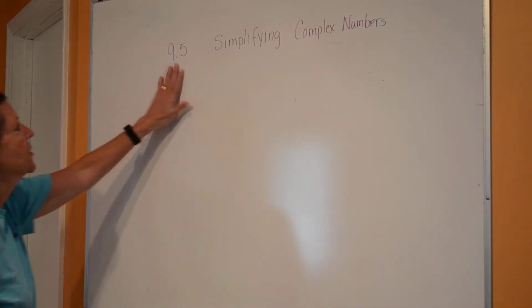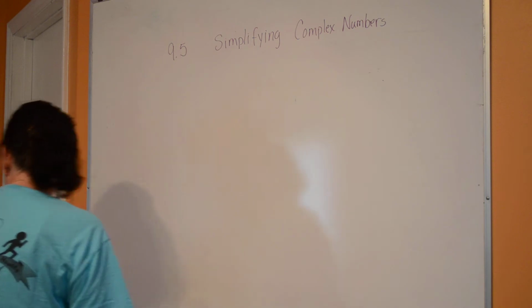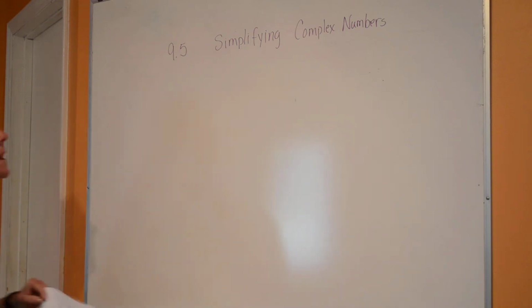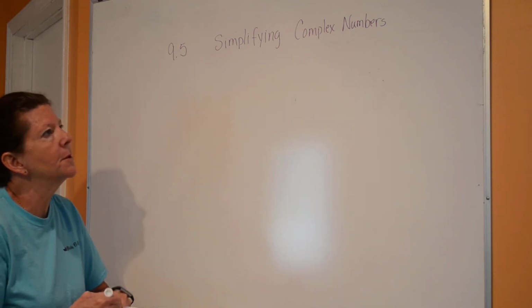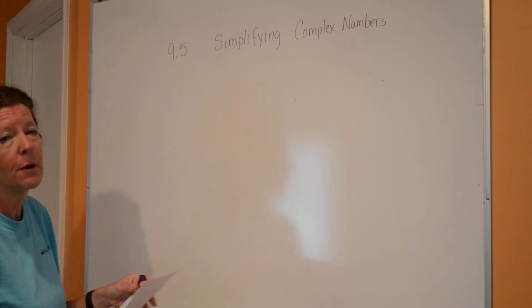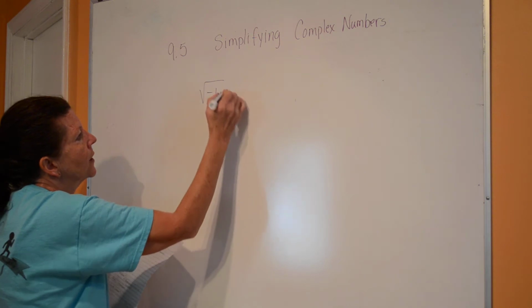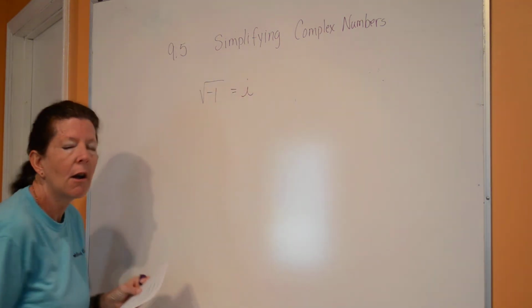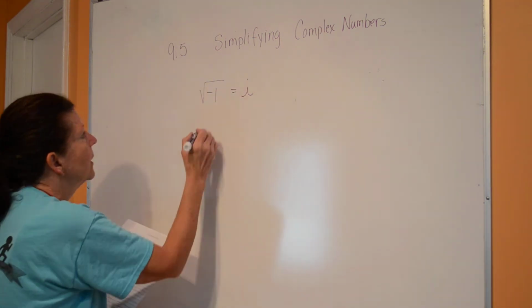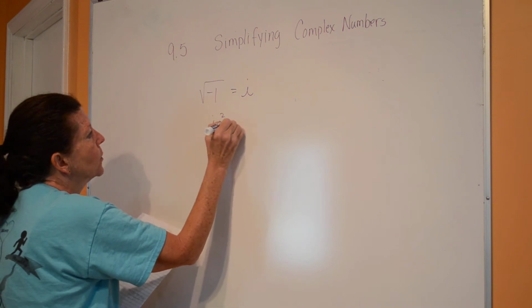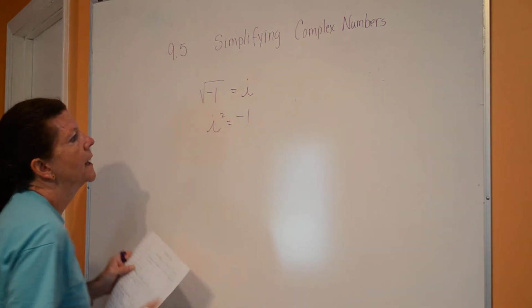Going to discuss section 9.5, which is simplifying complex numbers. Complex numbers have to do with imaginary numbers, so it's mostly a review section. If you remember right, the square root of -1 is what we call i, an imaginary number. So therefore, i squared is equal to -1.